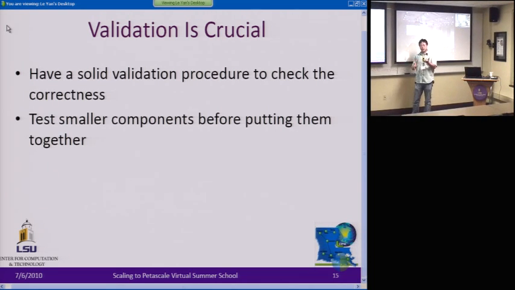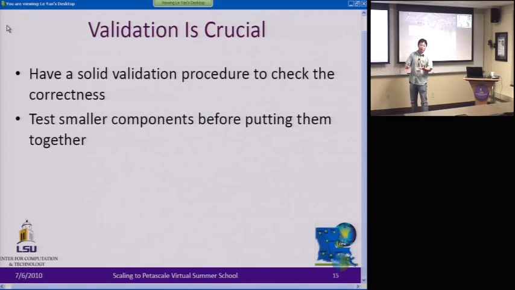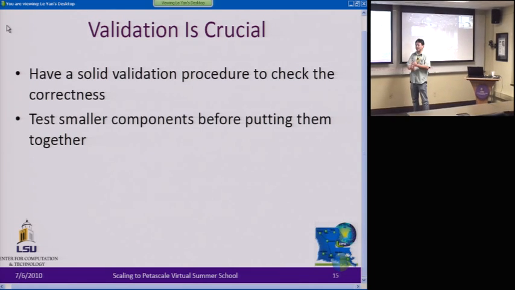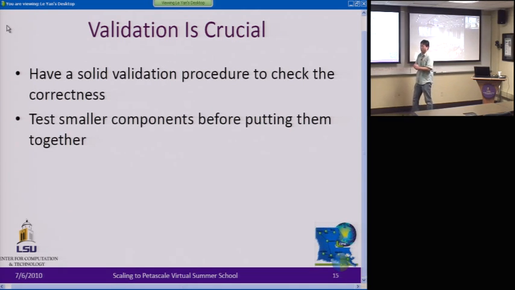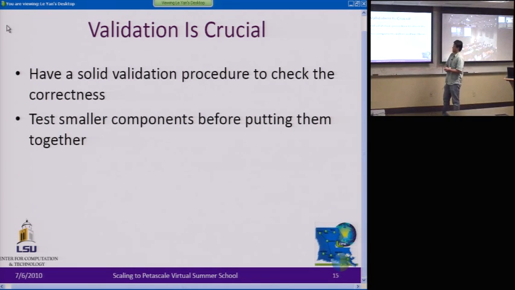You can check the result with an analytical solution, maybe, in some cases, or you can visualize your result and see if there's any kind of artifact there. Or you can have a few test cases where the answer is known. So when you increase the core count, you increase the scale of your program, you can still run those cases and check the result, to check the correctness.